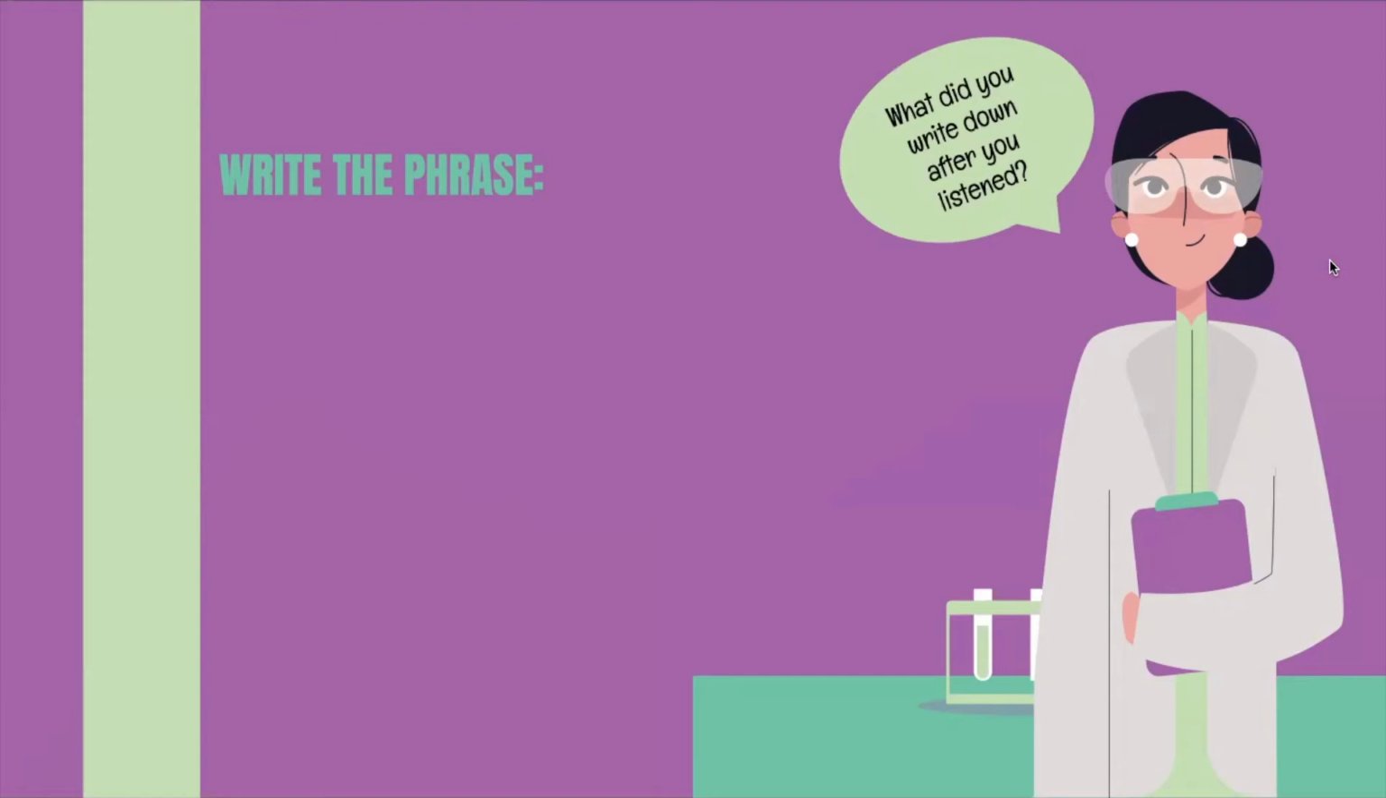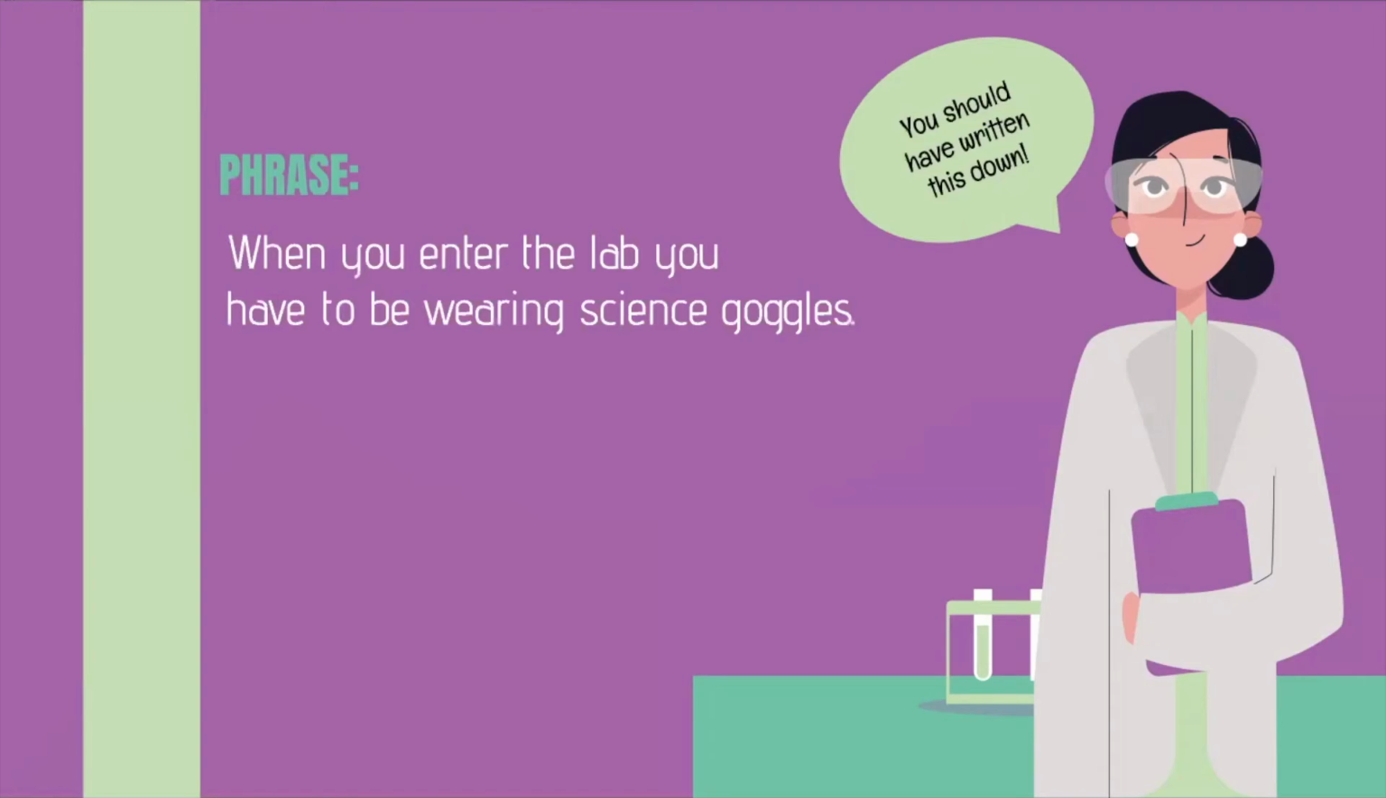Okay, so what did you write down after you listened to Dr. Language? You should have written something like this. When you enter the lab, you have to be wearing science goggles. When you look at this sentence, do you notice anything wrong? Is something missing? According to Dr. Language, she is suggesting that something goes in the blank after the word lab. What would we put in this blank?